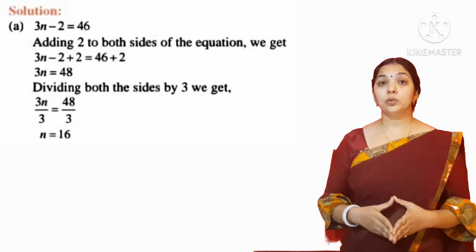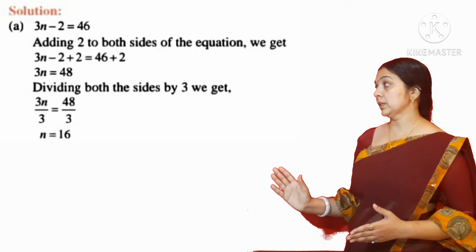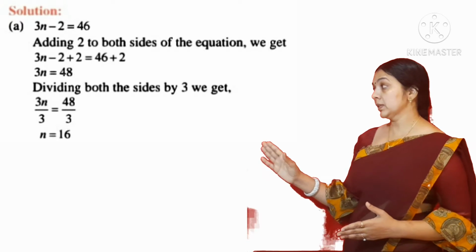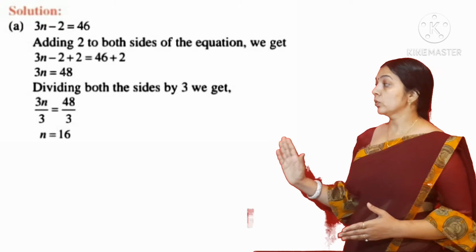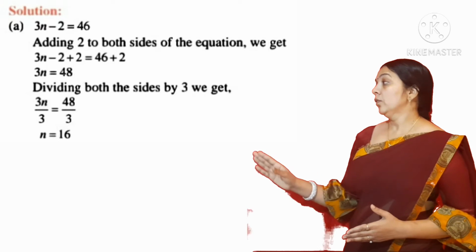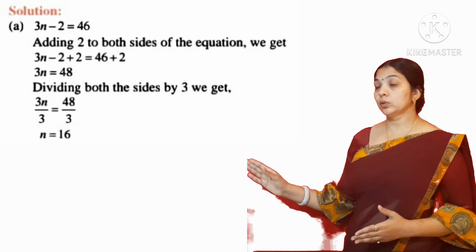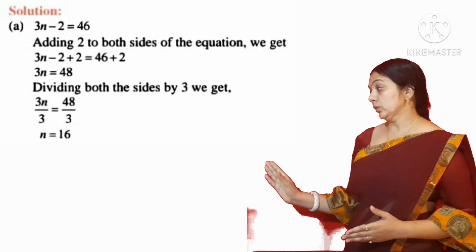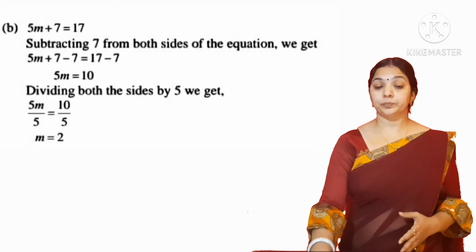So what will we do? We will add 2 on both hand sides. So minus 2 will be cancelled out by 2 on the left hand side, and 2 will be added to 46. So the remaining will be 3n is equal to 48. Now we will divide by 3 on both hand sides. So n is equal to 48 upon 3. That is, n is equal to 16 will be the answer for this equation.